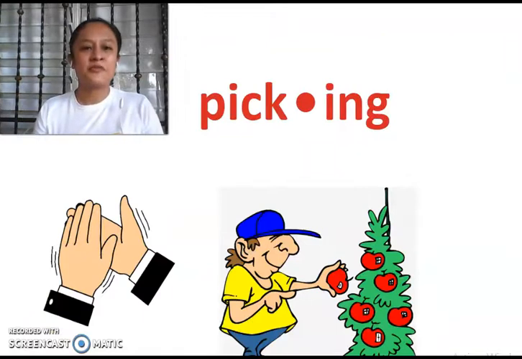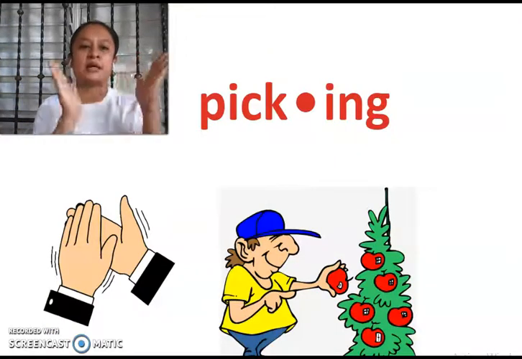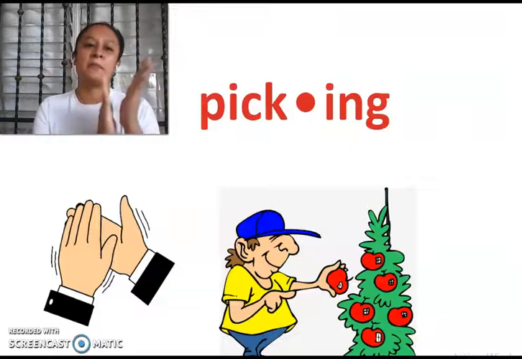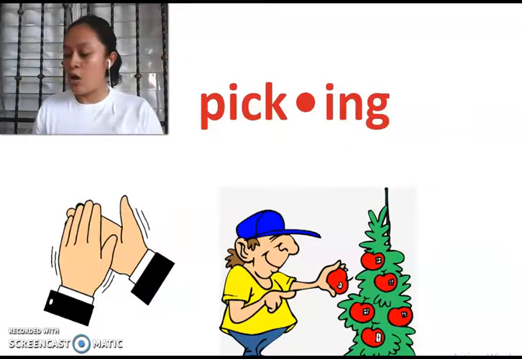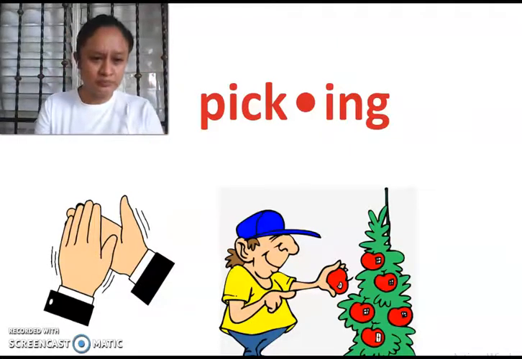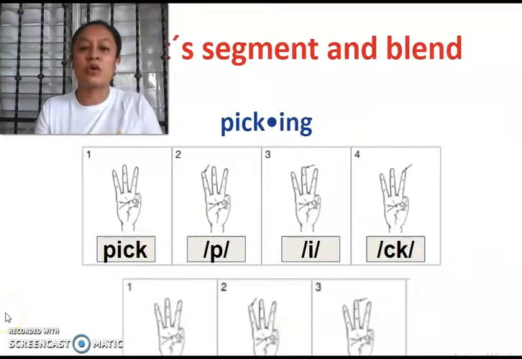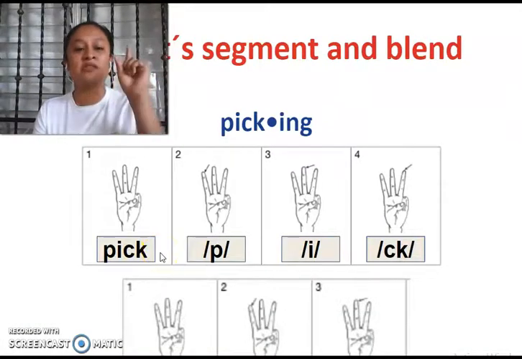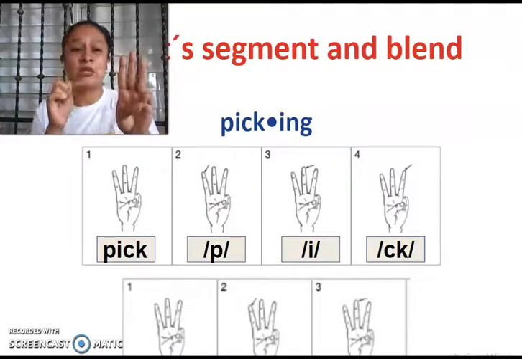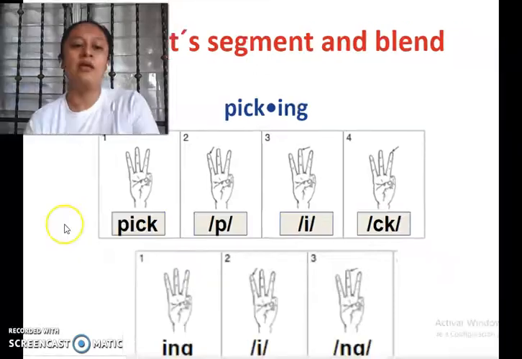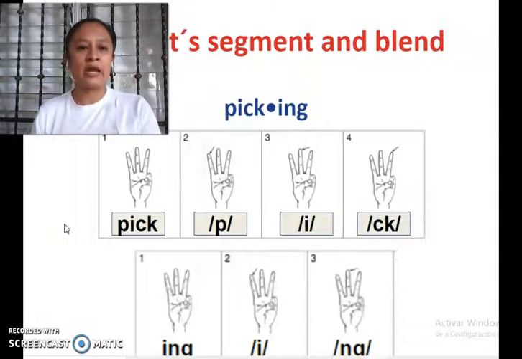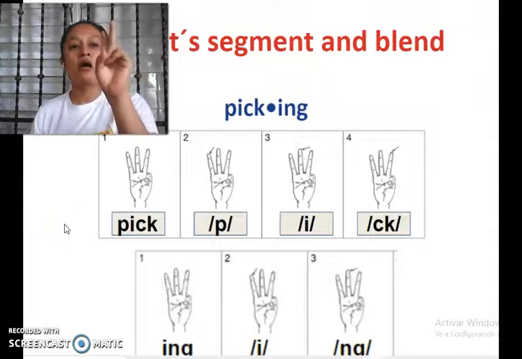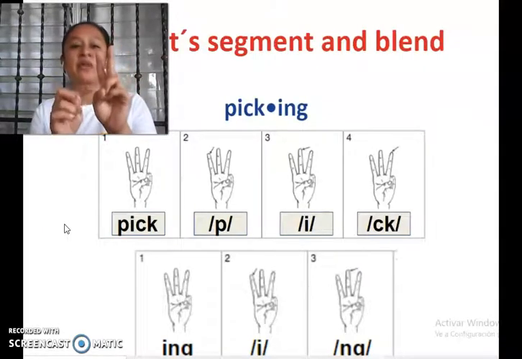Okay, we're gonna clap for this word. So we have pick-ing. One more time, pick-ing. So now we are going to segment and blend the word picking. So as you can see here, we have the first part, pick. Okay, so let's segment and blend. So we have p, i, ck. Okay, so when we blend it, we have pick. Now we have the last part, we have i, ng. Okay, so if we blend it, we have ing.